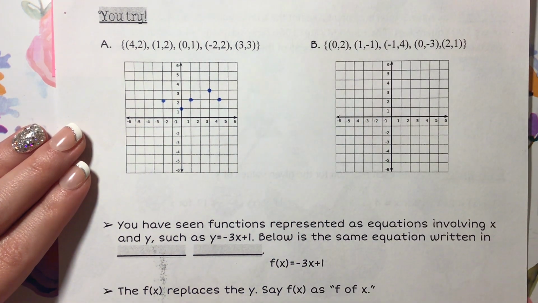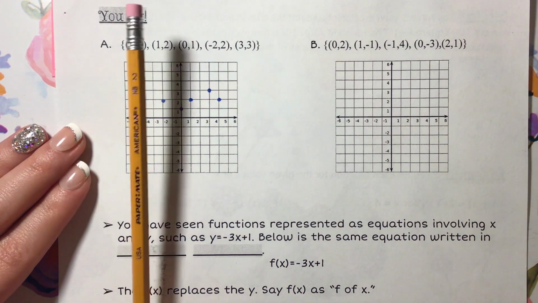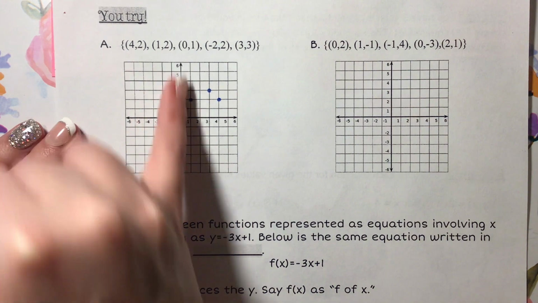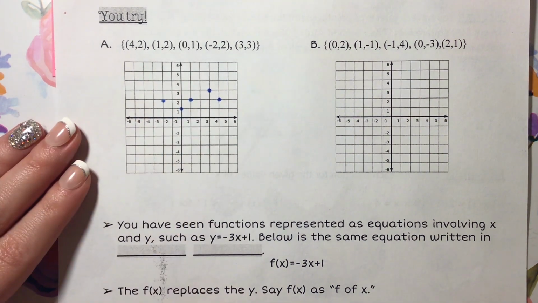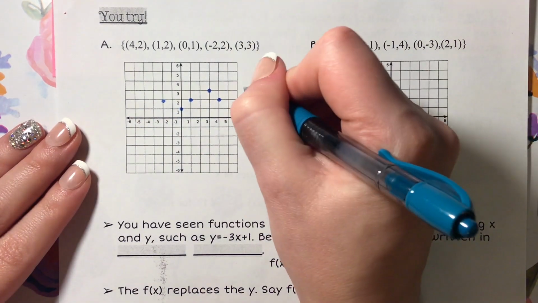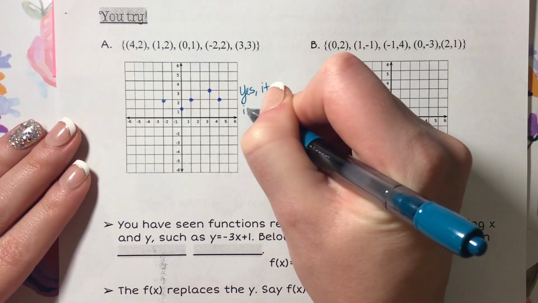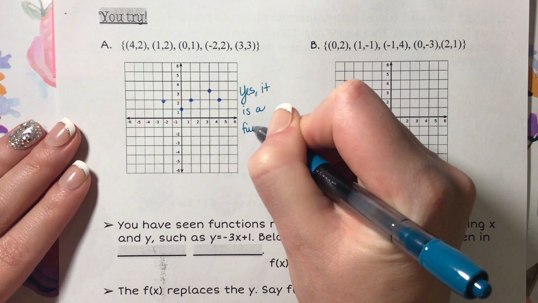So looking at this, if I were to pass that vertical line across my graph, will that ever go through more than one point at the same time? The answer is no, so it is a function. So yes, it is a function.